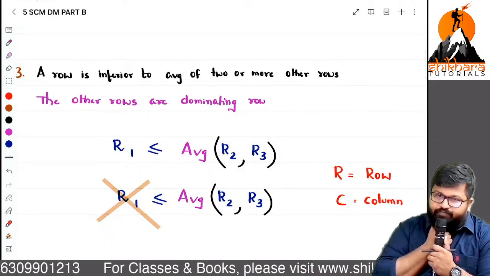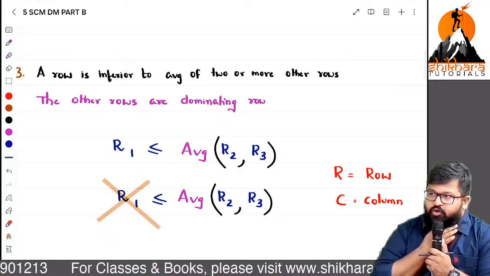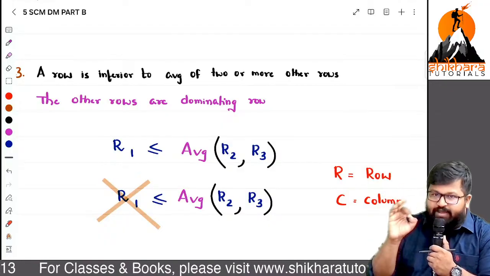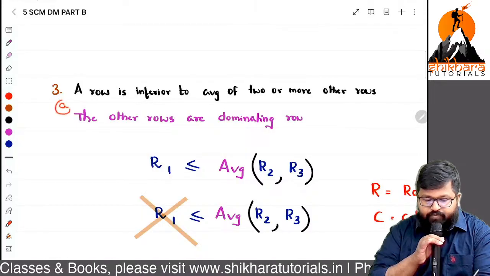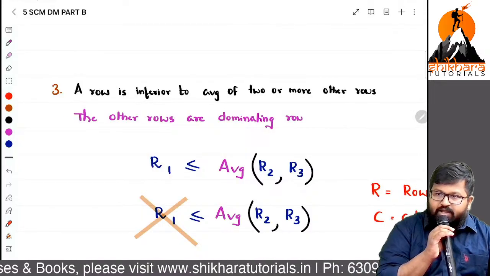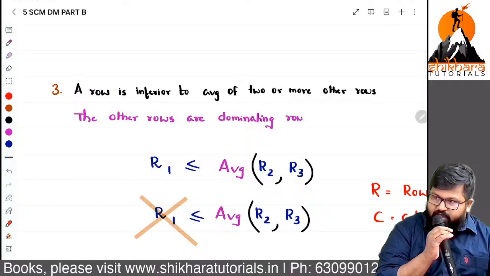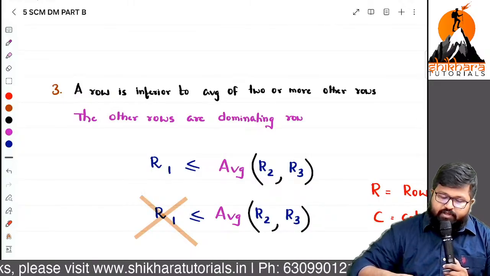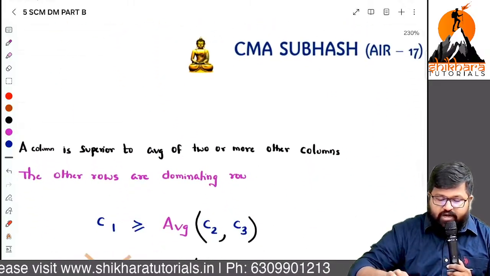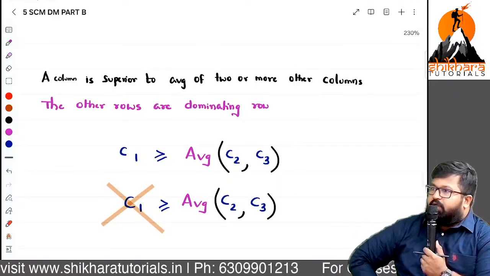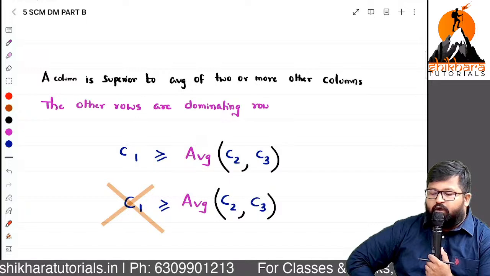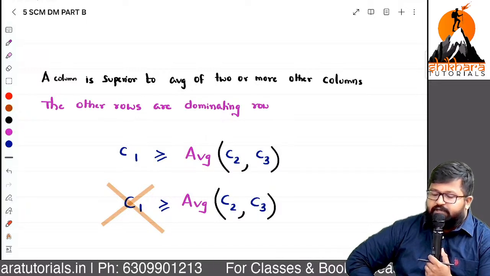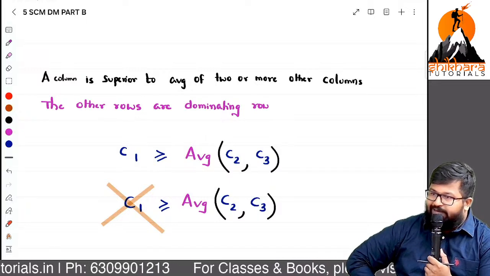R stands for row, C stands for column. So this is sub rule A in the third rule, regarding row parts. If it is clear, there is another rule regarding columns. A column is superior to average of two or more other columns. The other rows are dominating rows.